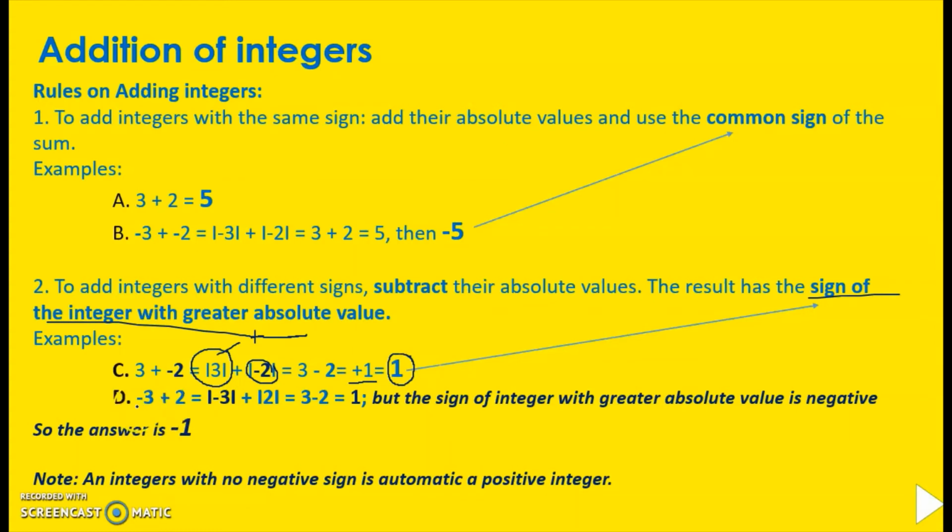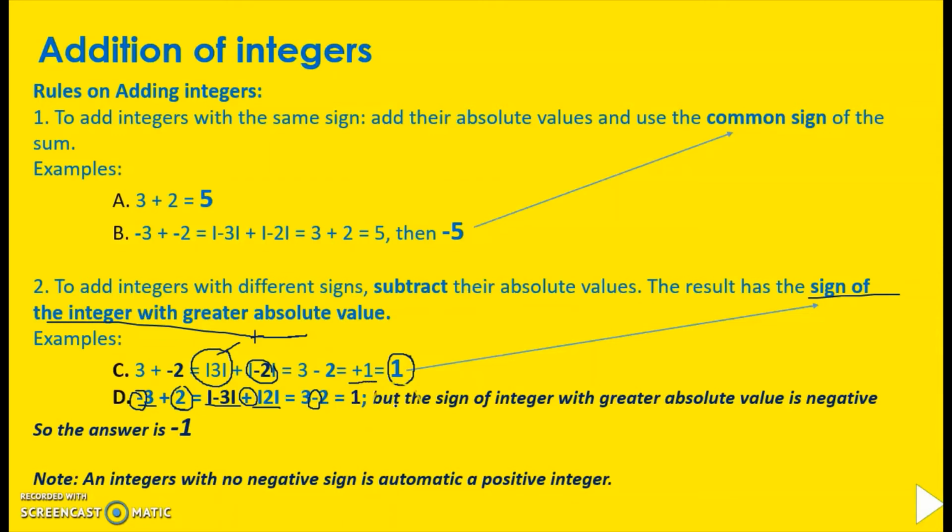And on the second part, negative 3 plus positive 2. We must take the absolute value of each integer: the absolute value of negative 3 for this one, and the absolute value of 2 for this. Since they have different signs, one is negative and this one is automatically a positive integer, instead of adding, we're going to take the difference. We're going to subtract. So 3 minus 2 is 1. So that is the answer.